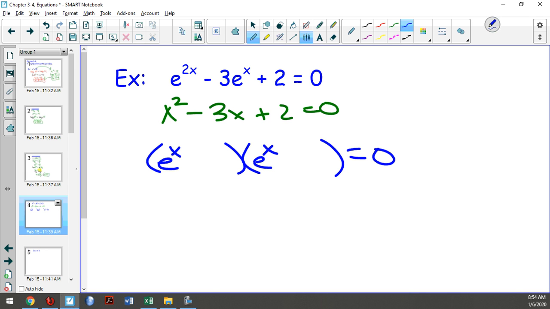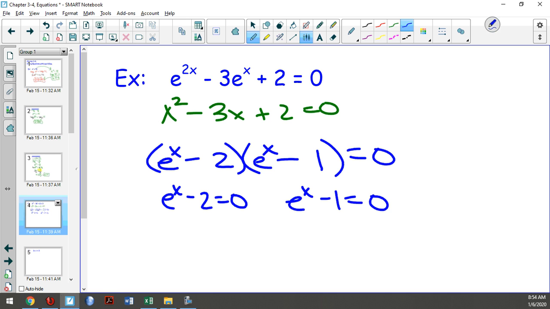Yes? Okay, now, how do I break up the factors of 2? What is 2? 2 and 1. Then I need it to be a positive 2 but a negative 3, so that's why both of them are negative. Yes? So this is going to be e to the x minus 2 is equal to 0, and e to the x minus 1 is equal to 0. So this is e to the x is equal to 2, and e to the x is equal to 1.